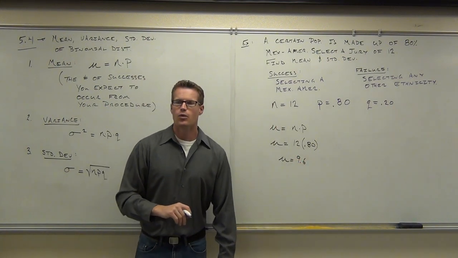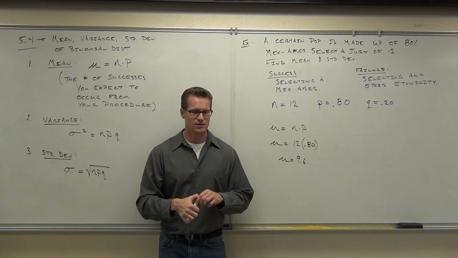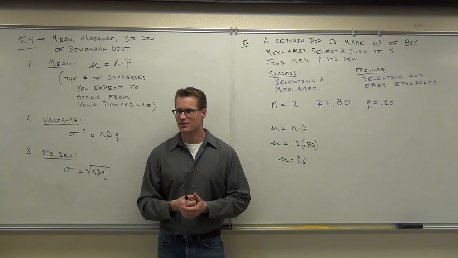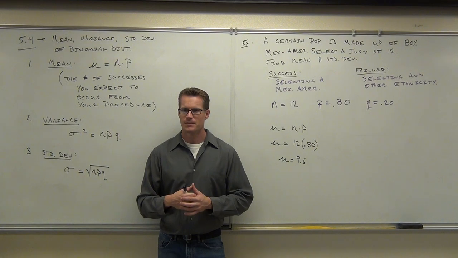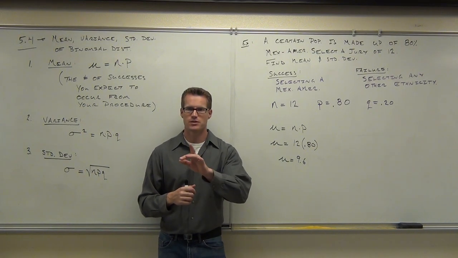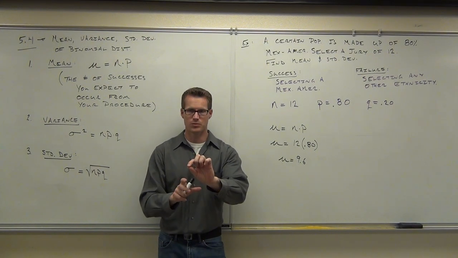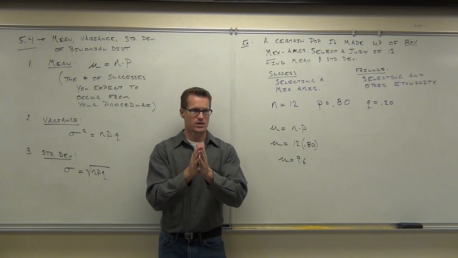9.6. What does 9.6 mean? Well, I know it's the mean. But what does the 9.6 suggest about this? If you did the trial a bunch of times, on average, you should get 9.6 people each time you did the trial. I'm going to change what you said just a little bit. If you selected a whole bunch of juries of 12 people, you'd get somewhere around 9.6 on average.